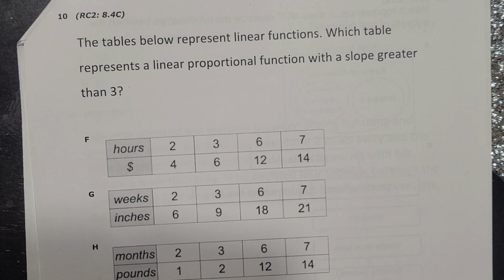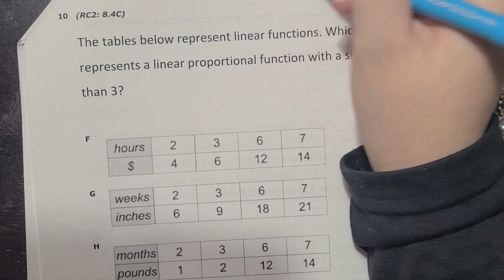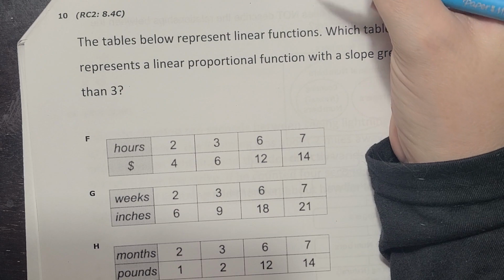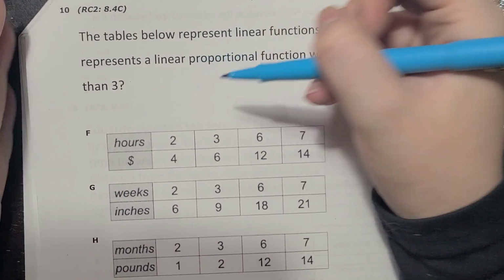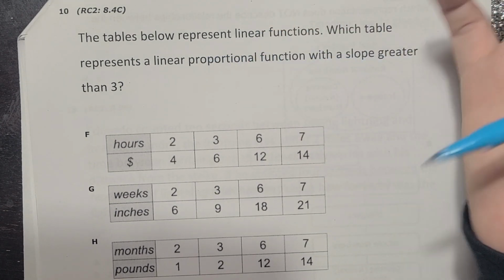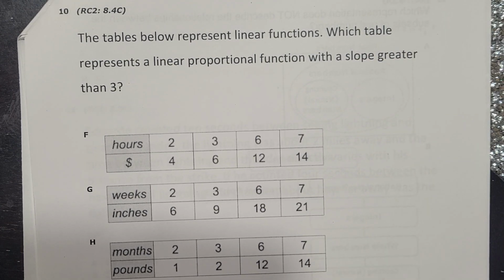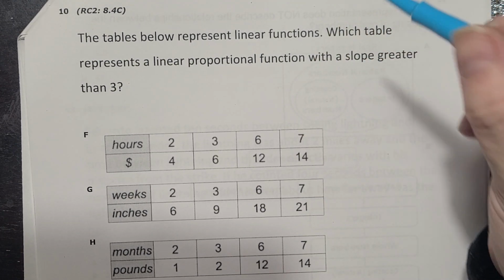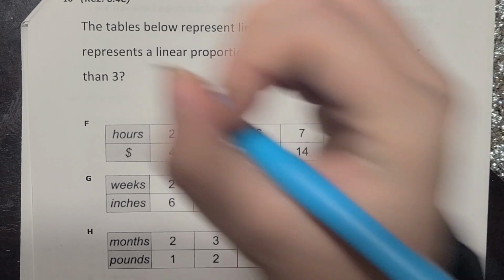All right, number 10 says the tables below represent linear functions. Linear just means like the graphs where they're a straight line. All right, which table represents a linear proportional function? Remember, we're talking about proportional versus non-proportional this week. Proportional means these will go through the origin. They increase at the same rate. That y-intercept is just 0, so there's no b in these equations. And we need to find a table with a slope greater than 3.